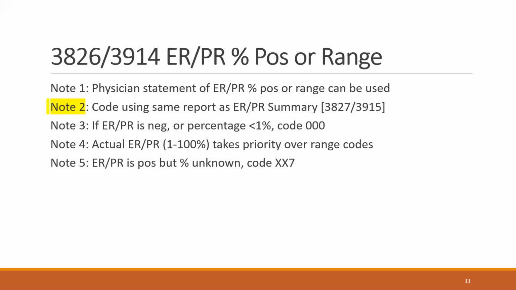Note 5 also talks about if it's positive, but you don't know the percent, code XX7. Now, I looked in our software, we do have that code that was left out in the initial vendor software. And so if you don't have an XX7 available, then obviously you would code the XX9, but hopefully now you have the XX7 available as an option.